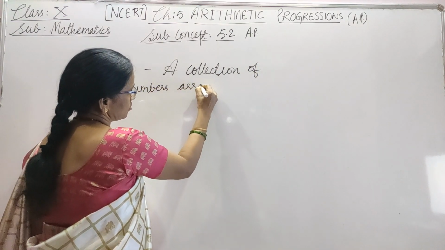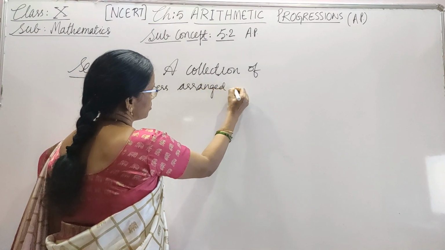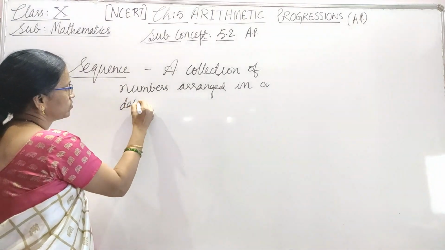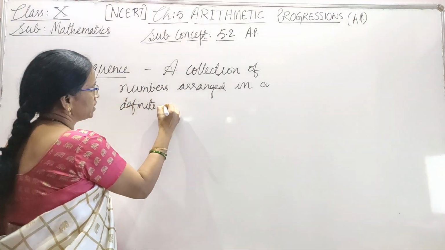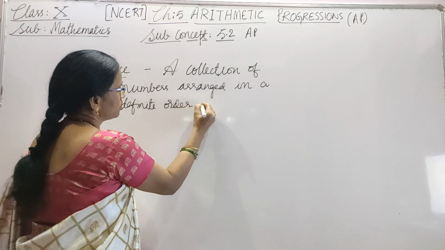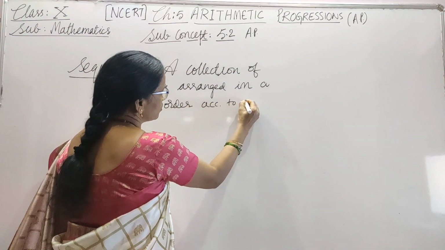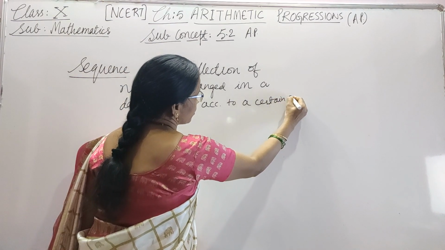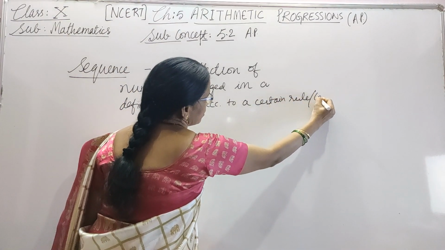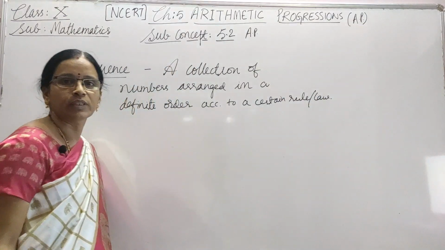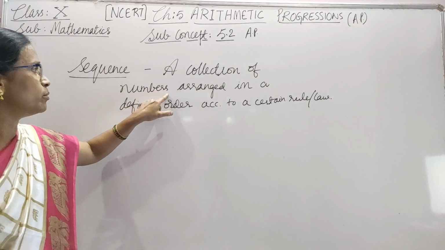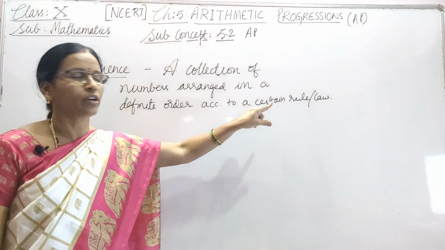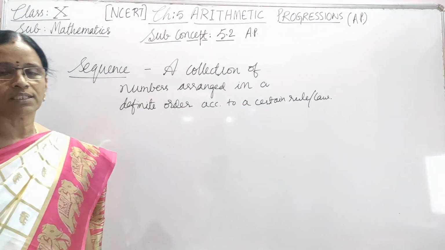arranged in a definite order, according to a certain rule or according to a certain law, right? So a collection of numbers arranged in a definite order according to a certain rule or according to a certain law is called a sequence.